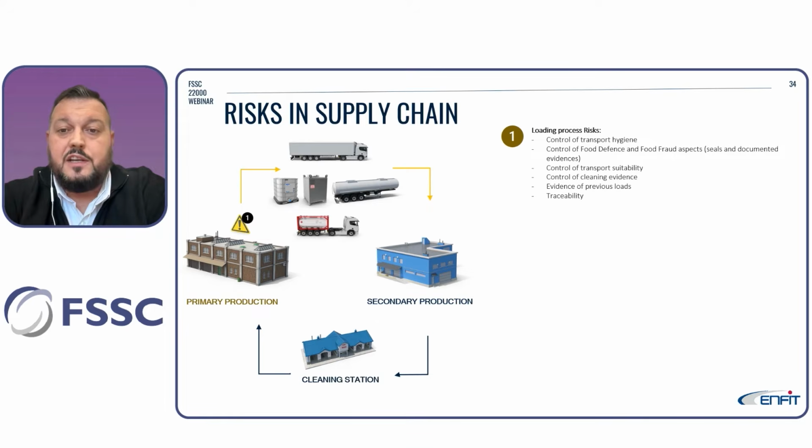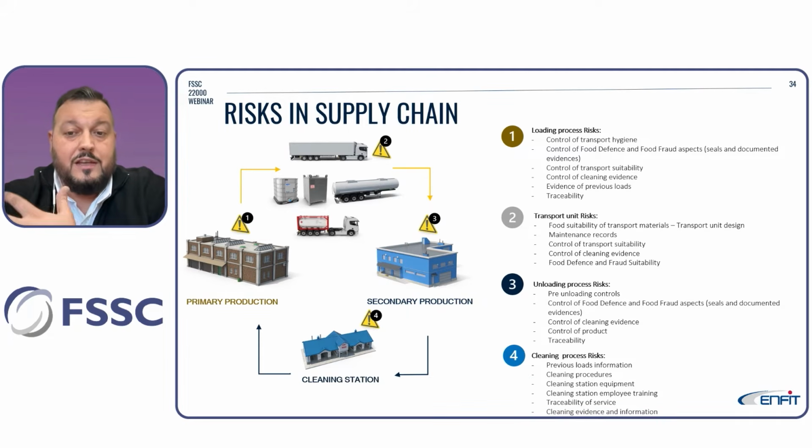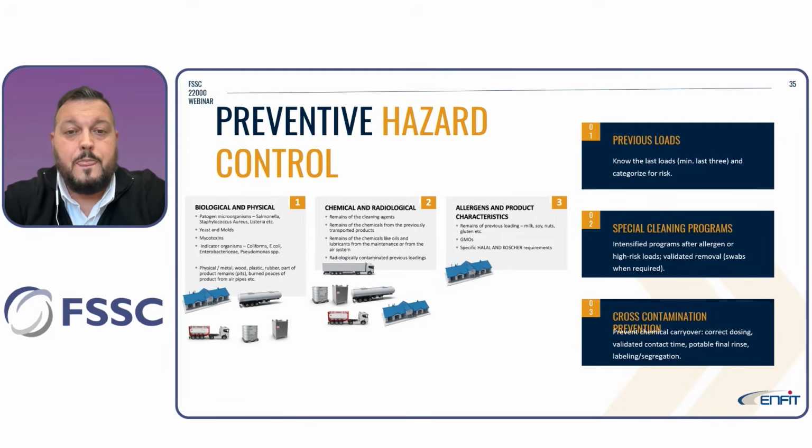Risks in the supply chain are connected to all areas. It can be connected with loading process risk, with transport unit risk, with unloading process risk, but definitely also with the cleaning process risk, where we talk about the previous loads information, cleaning procedures, cleaning station equipment, cleaning station employee training, traceability, of course, but in this case, traceability of the service of cleaning, and of course, at the end, cleaning evidence and information. What is exactly a cleaning evidence and information?